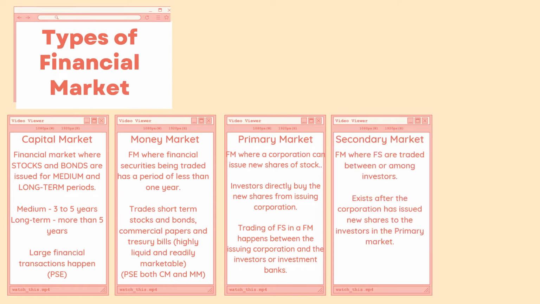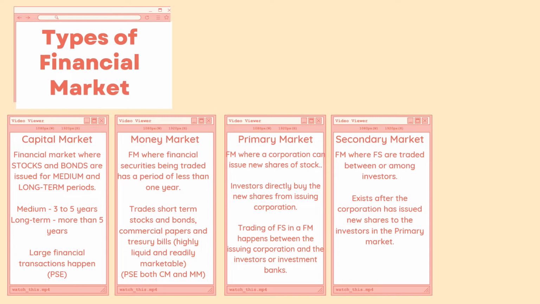The next one is the secondary market. The secondary market is a financial market where financial securities are traded between or among investors. In the secondary market, there is no issuance of new shares from the corporation. The secondary market exists after the corporation has issued new shares to the investors in the primary market. The issuing corporation is no longer involved in the secondary market. Hence, the proceeds of the trading in the secondary market go to the seller of the securities.